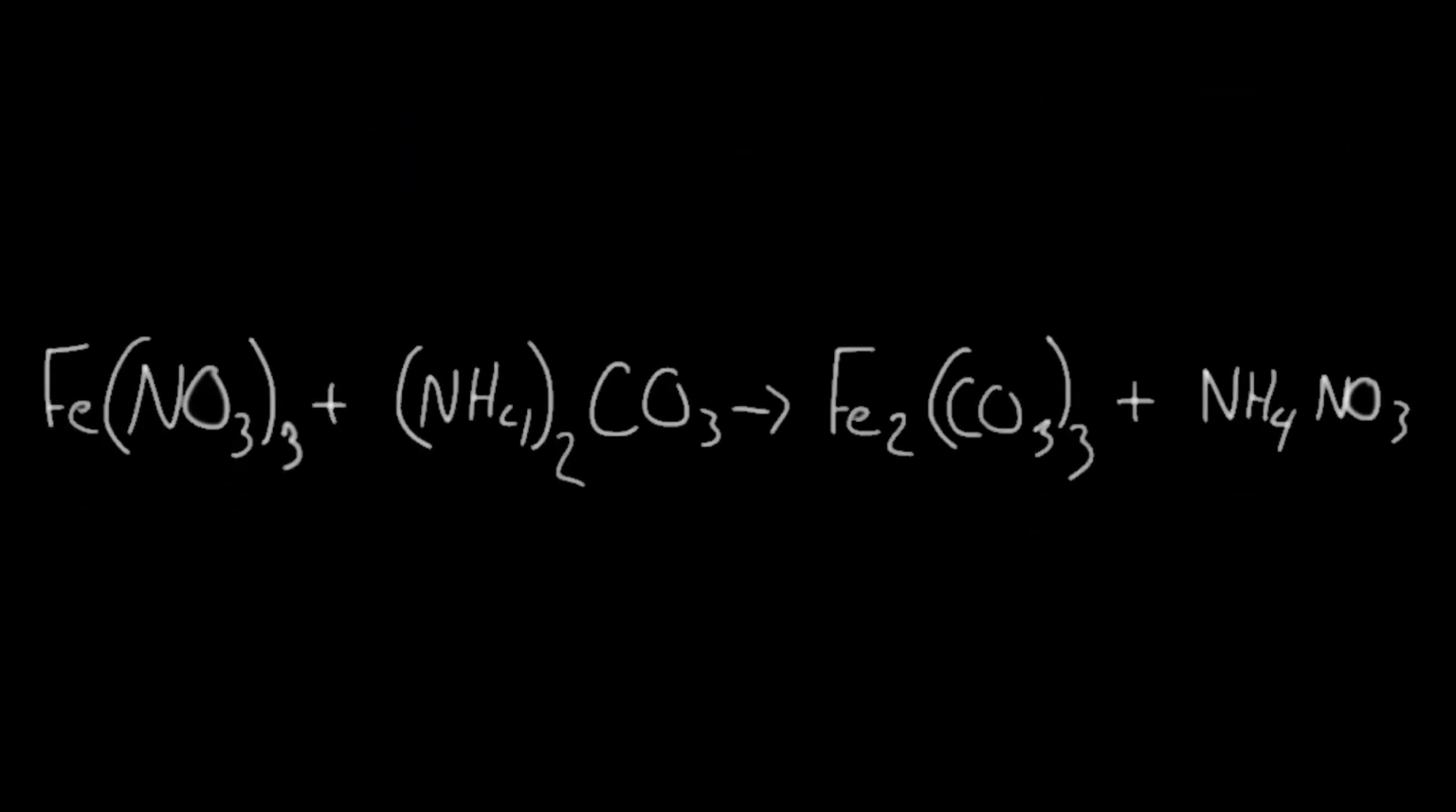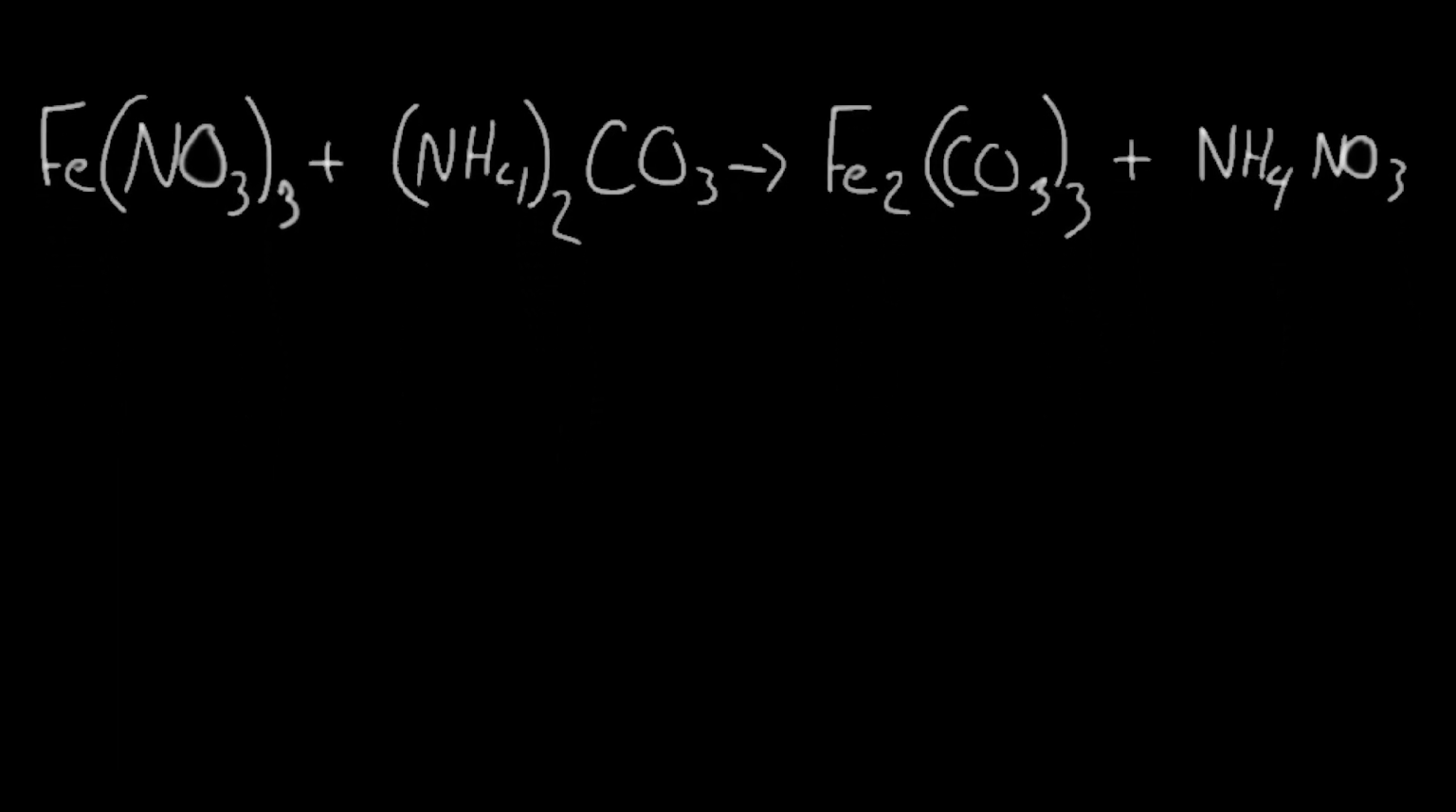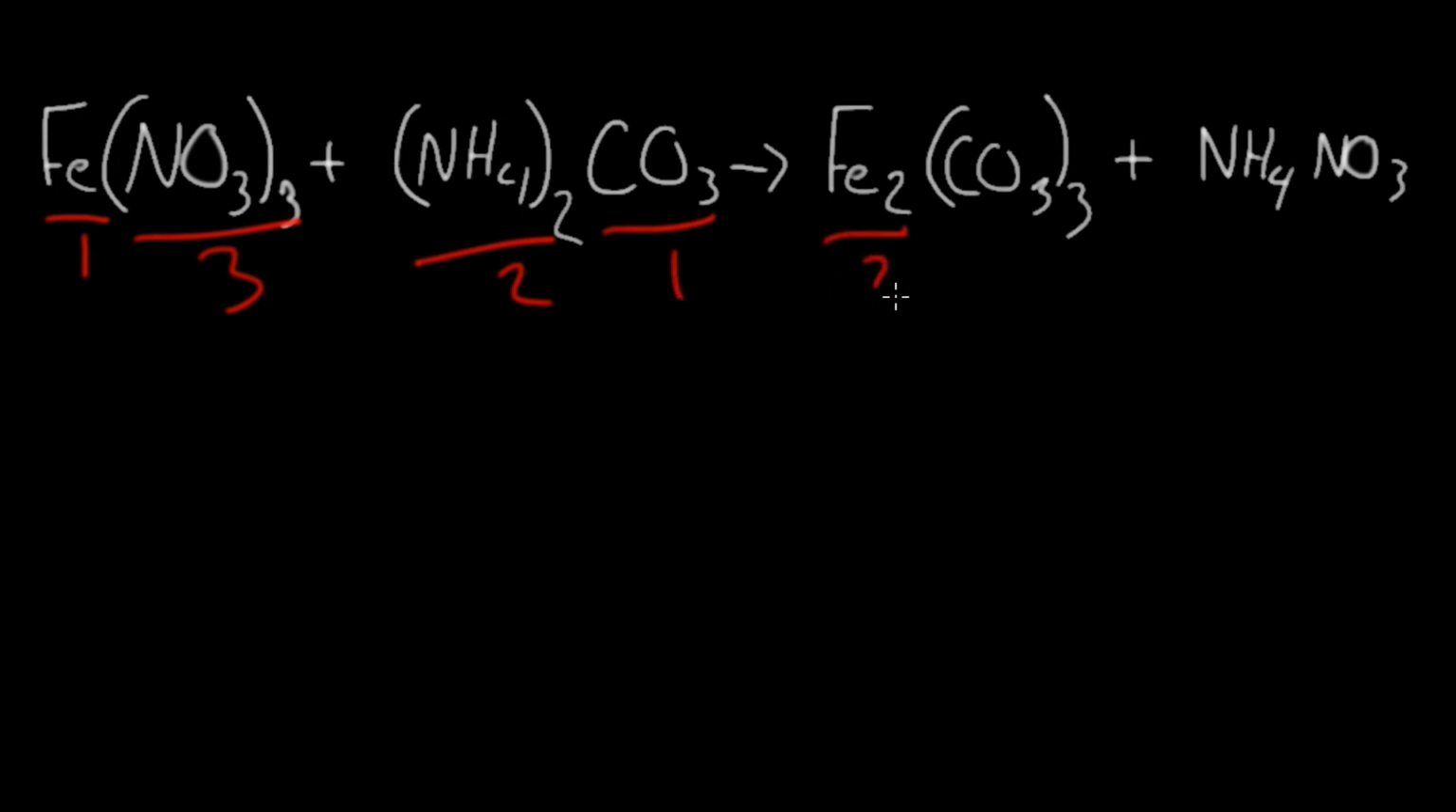Now we just need to move on to the next biggie. Okay. So now, same thing as before. 1, 3, 2, 1, 2, 3, 1, and 1. Okay. So now, iron is 1 on this side, yet iron is 2 on this side. So you multiply this by 2. 2 there, cross it out. 2, this will be 6.